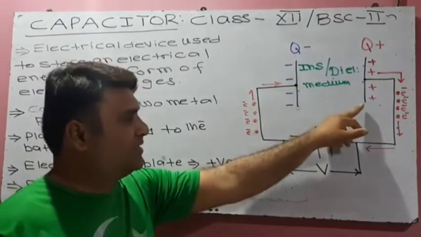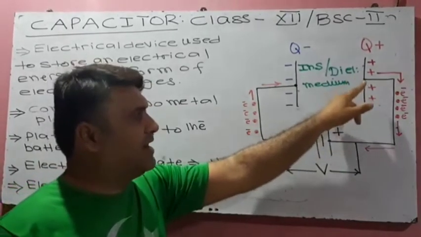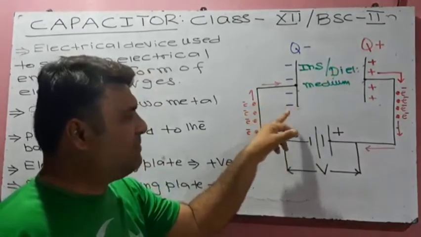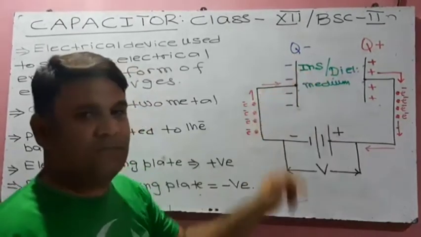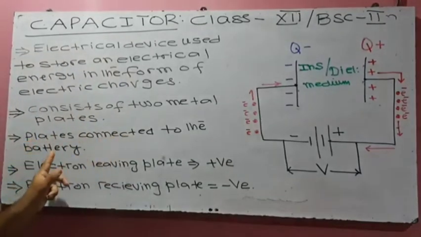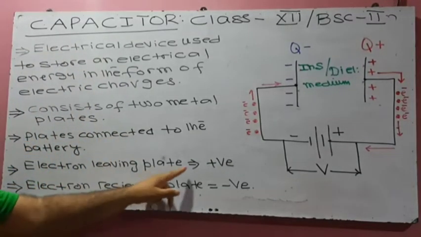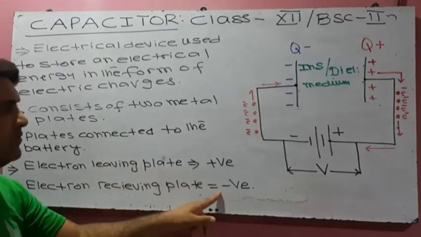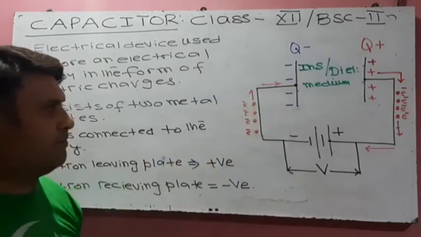The plate which is losing the electrons becomes positive, and the plate which accepts the electrons becomes negative. Here I have written: plates connected to the battery, the plate that loses electrons becomes positive, and the plate receiving electrons is known as negative.